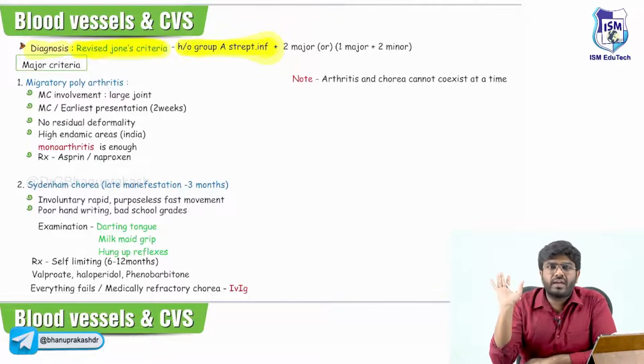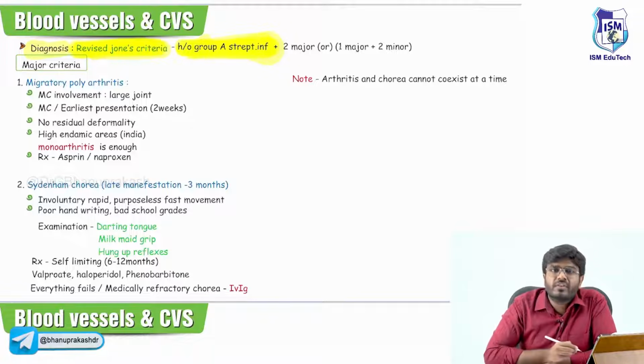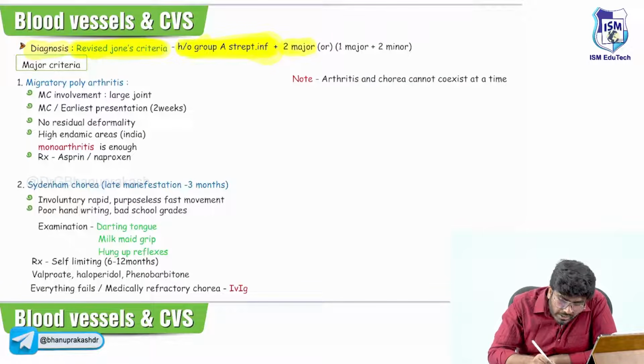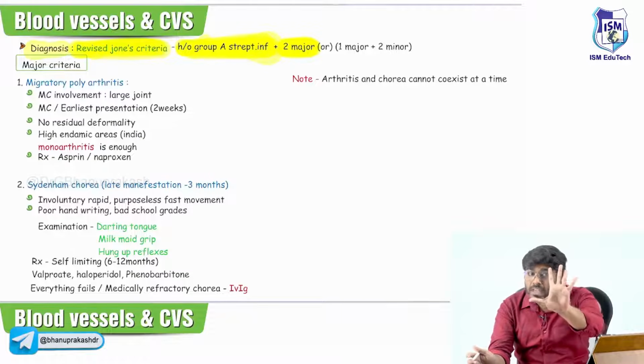Okay, he suffered with pharyngitis 1 month back, sir. Okay, so there should be evidence, a history of group A beta hemolytic streptococcal infection. Along with this, the patient should have 2 major criteria. There are 5 major criteria.